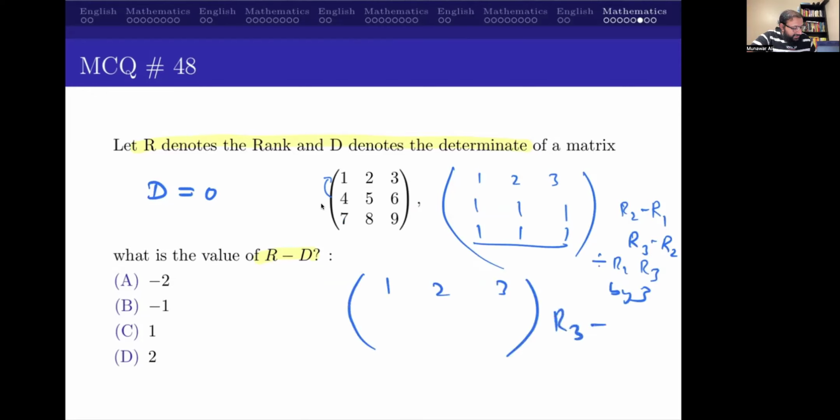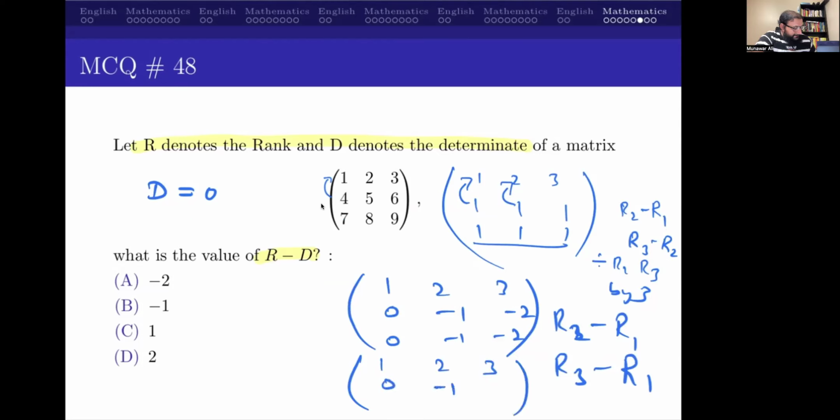I'm doing R2 minus R1 and R3 minus R1. So 1 minus 1 is 0, 1 minus 2 is minus 1, 1 minus 3 is minus 2. And then if I'm doing the thing again, it's going to be 0, minus 1, minus 2. And if I'm going to apply R3 minus R2, then this is 0, 0, 0.